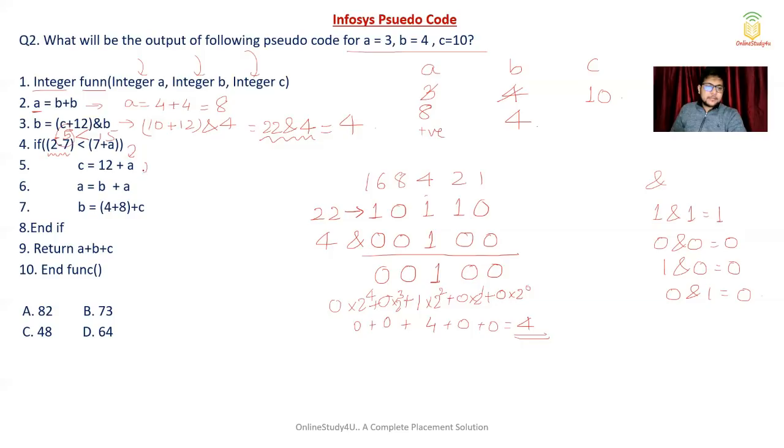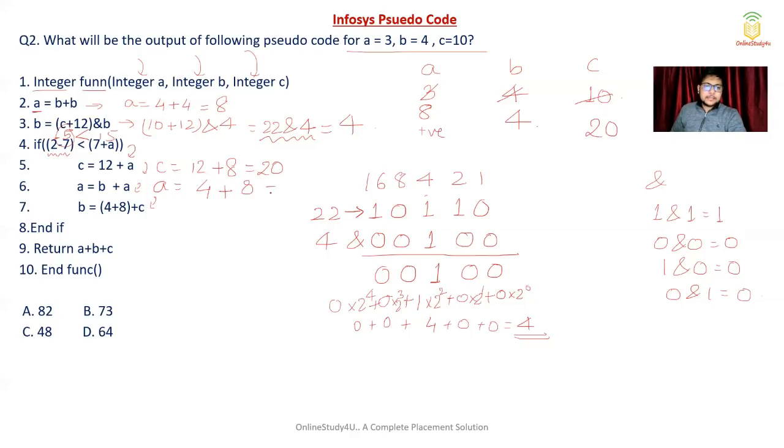Then inside the if we have three statements. c is updated to 12 plus a, that is 8. c gets updated to 20. Then a is equal to b plus a. a gets updated to b plus a.